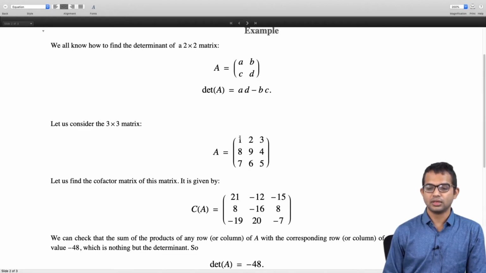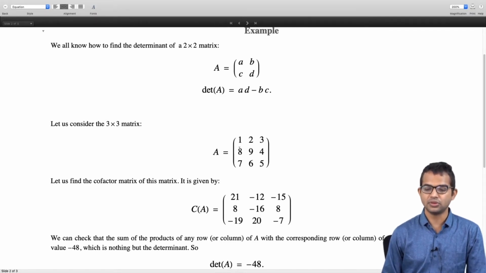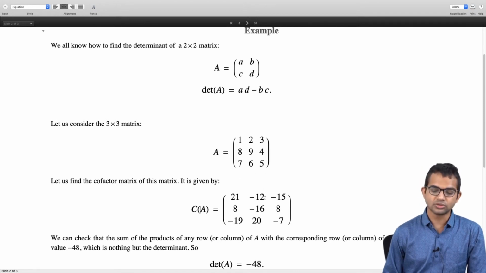So if you take 1 times 21 plus 2 times minus 12 plus 3 times minus 15, you're going to get minus 48 in this case. And likewise you can check, if you do 8 times 8 plus 9 times minus 16 plus 4 times 8, that also is going to give you minus 48.